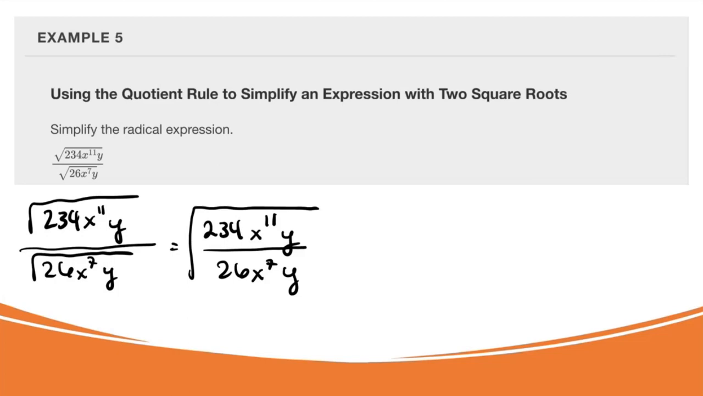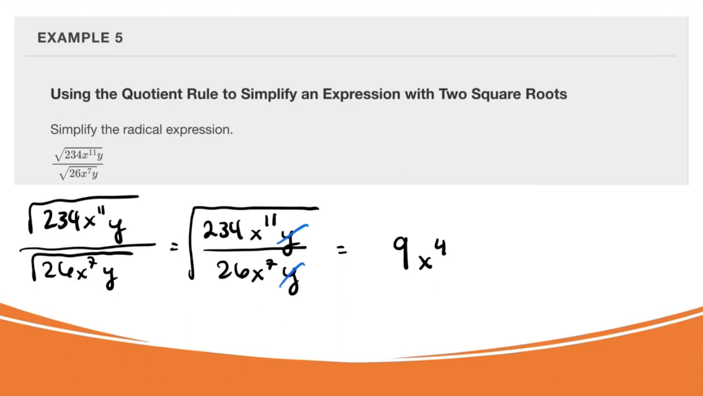Now it looks like 234 probably divides by 26 evenly. Siri, what's 234 divided by 26? 234 divided by 26 is 9. Okay, so we know we have a 9. We have x to the 11 divided by x to the 7. Last class, we said that if we have x to the 11 divided by x to the 7, we subtract those powers. So that's 11 minus 7, which is 4, so that becomes x to the power of 4. A number divided by itself is 1, so the y's essentially just cancel.